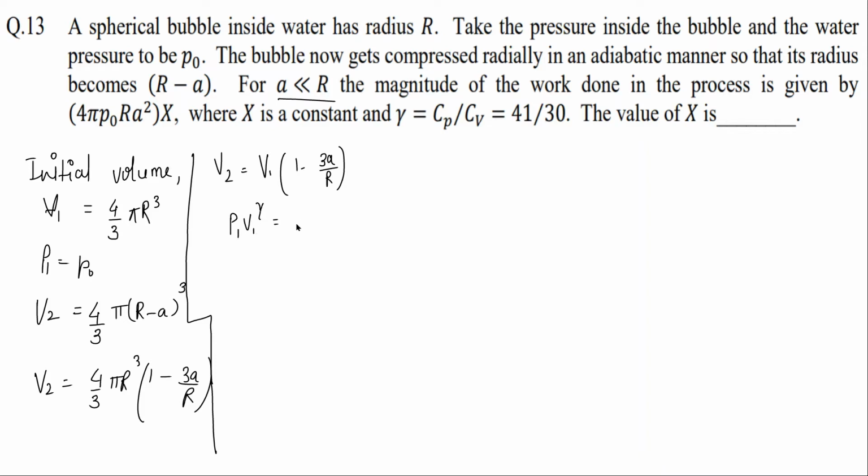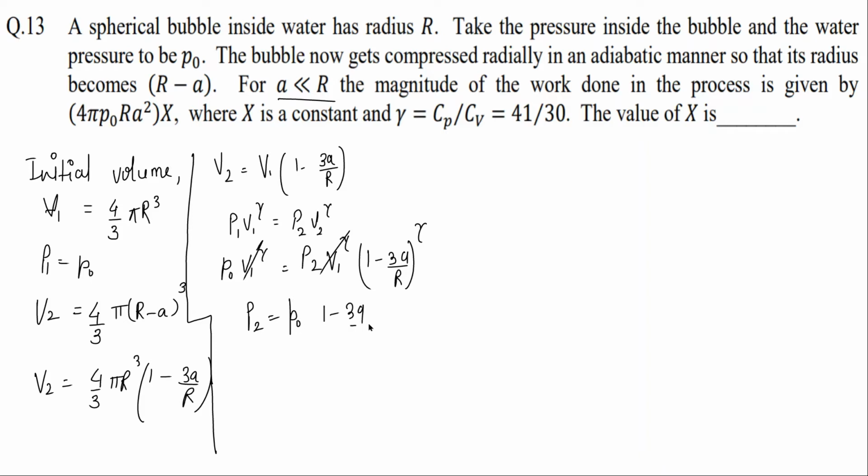Now we have P1 V1 raised to the power gamma equals P2 V2 raised to the power gamma, that is, PV raised to the power gamma equals constant. So that is P naught V1 raised to the power gamma equals P2 V1 raised to the power gamma times 1 minus 3a by r raised to the power gamma. This V1 raised to the power gamma gets cancelled out, and we get P2 as P naught times 1 minus 3a by r raised to the power minus gamma.